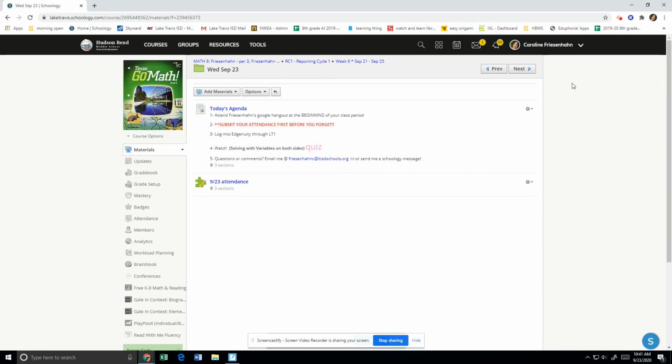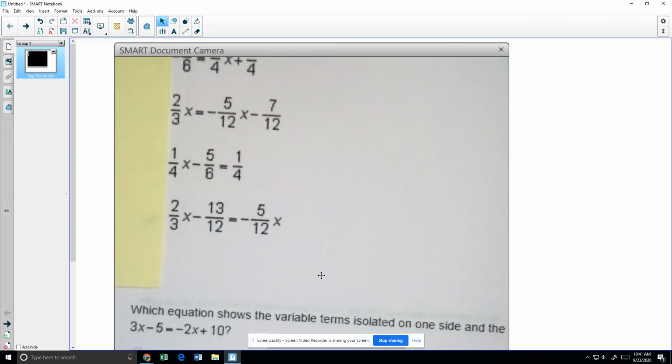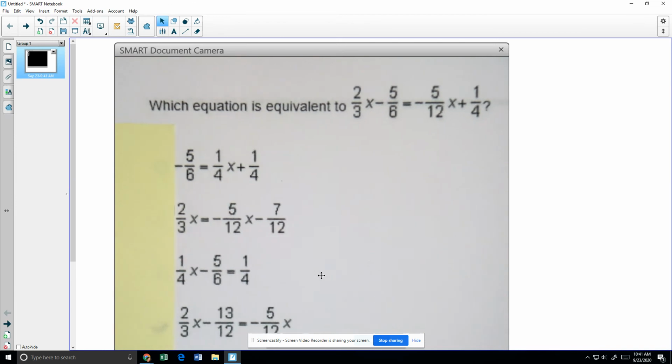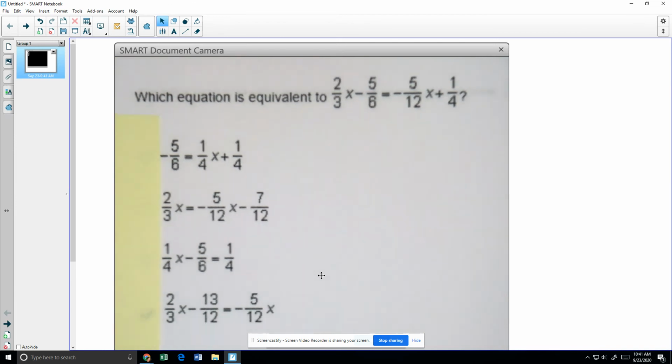But at least if you see them, we can do them and you'll have maybe a better idea as to what the answer is and how to find the answer. That's what we're going to be doing on Edgenuity as soon as I finish going over this stuff with you guys. So here's the first question that I thought was kind of confusing.